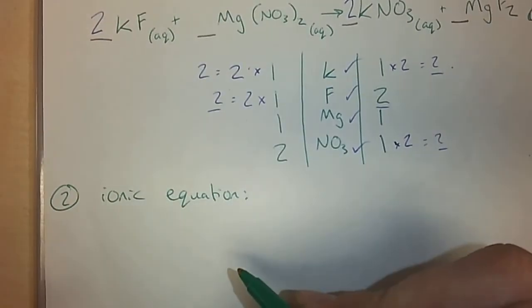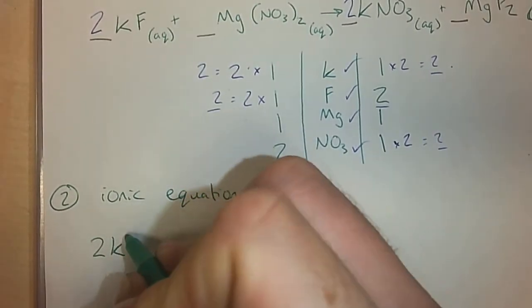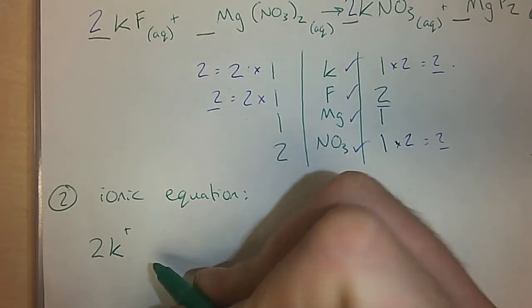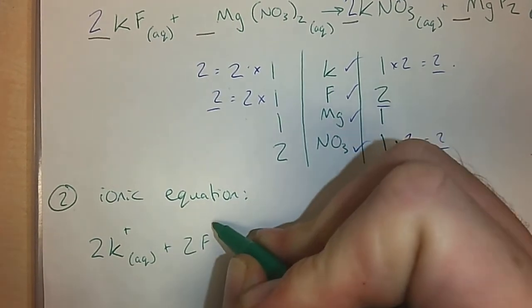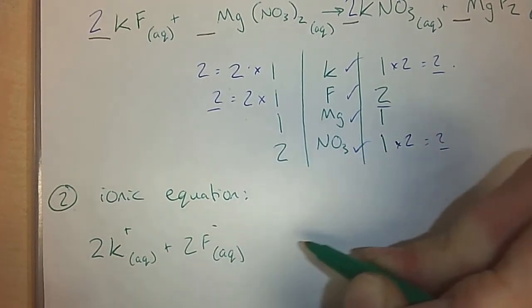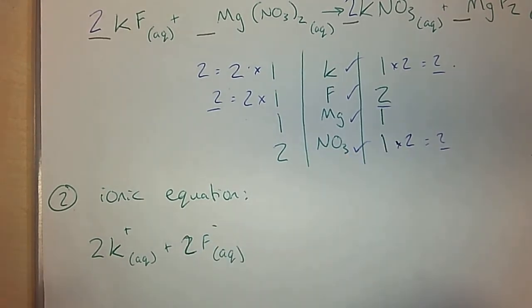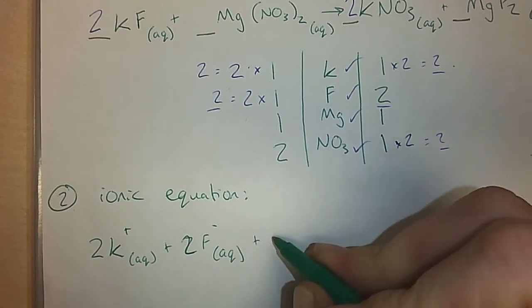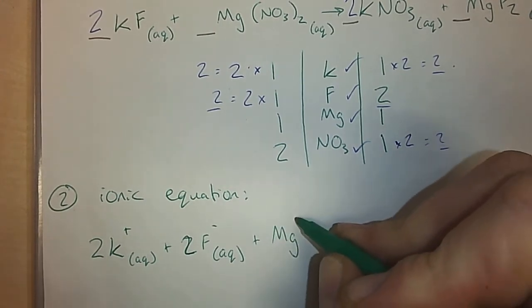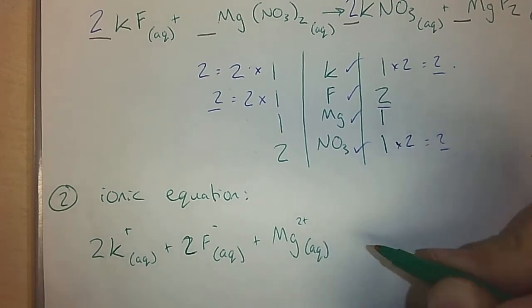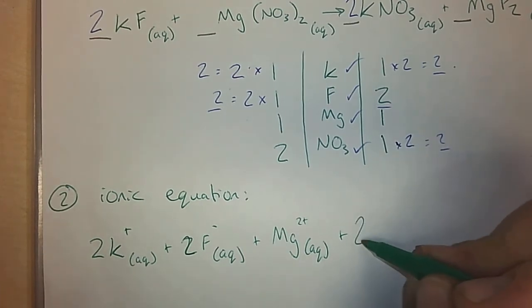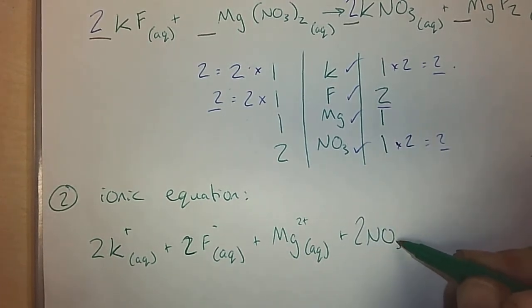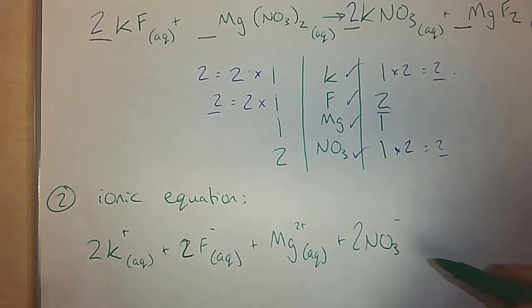So we've got 2KF. So in an ionic equation, it's going to be 2K, and don't forget the charge, plus, and that's aqueous, plus 2F with a minus, and that's aqueous. It's a bit like a Z. Then we've got the Mg 2 plus, which is aqueous, and the 2NO3 minus, and that is aqueous as well.